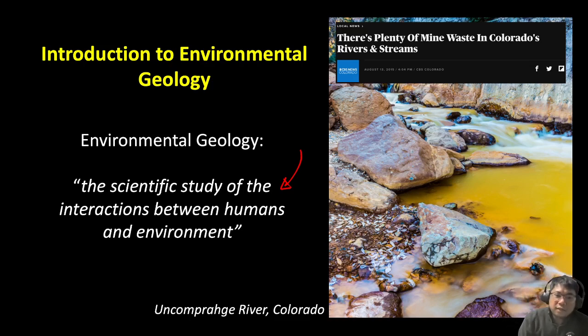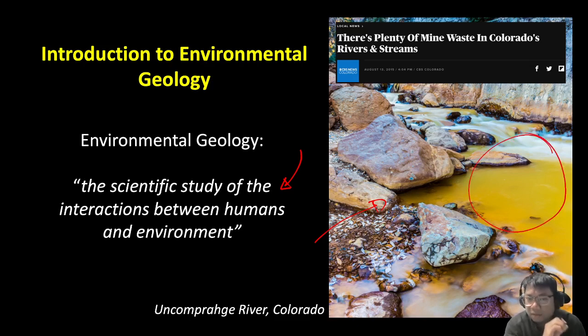As you can see, this picture right here on the right side of your screen is a river in Colorado. This is not a Photoshop. This is actually a real thing. The color of the water in the river looks yellow because it has some contaminant within the river. And this is one of the things that environmental geologists work on: how to get rid of the contaminants within public water, for example, in this case, a river in Colorado.